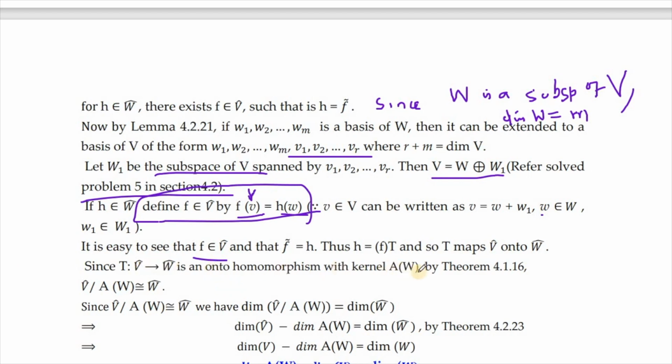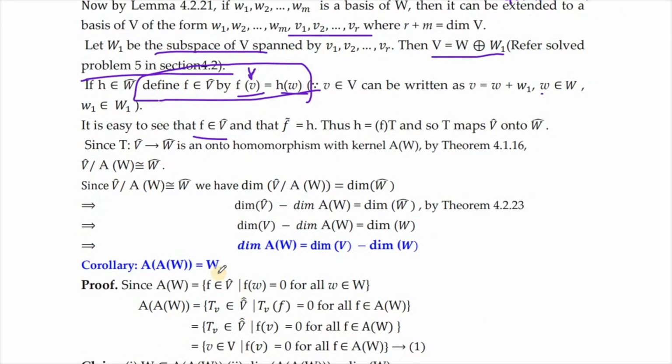Now this is an onto homomorphism with kernel Fw, and therefore by the fundamental theorem on homomorphism, or first isomorphism theorem, V cap by Fw should be isomorphic to W cap. Now since this is isomorphic to this, both of them have to be of the same dimension. So dimension of V cap minus dimension of Fw is equal to dimension of W cap, that is by theorem 4.2.23. And dimension of V cap is the same as dimension of V, so we have this.